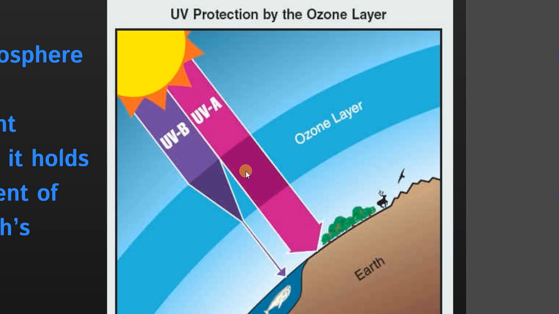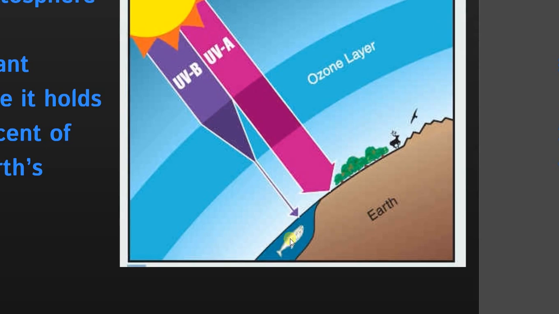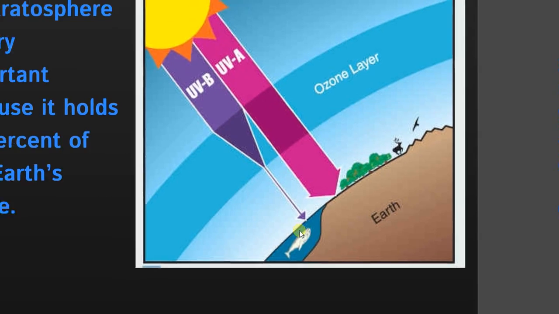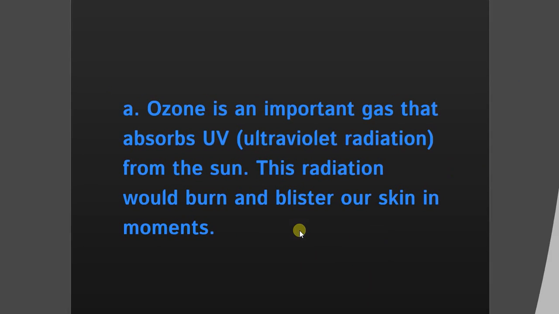We would get instant sunburns. Basically, no life would be able to exist on the surface of our planet. It would all have to exist in the oceans under that protective layer of the water. So ozone is an important gas that absorbs UV radiation, that's ultraviolet radiation, from the sun. And this radiation is what's going to burn and blister our skin in brief moments.